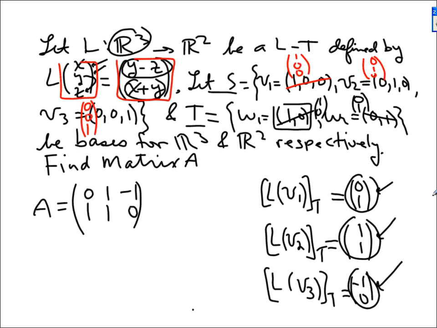Okay. Let us see if this works. Maybe we made a mistake. Suppose we take this matrix A and we multiply it by x, y, z.